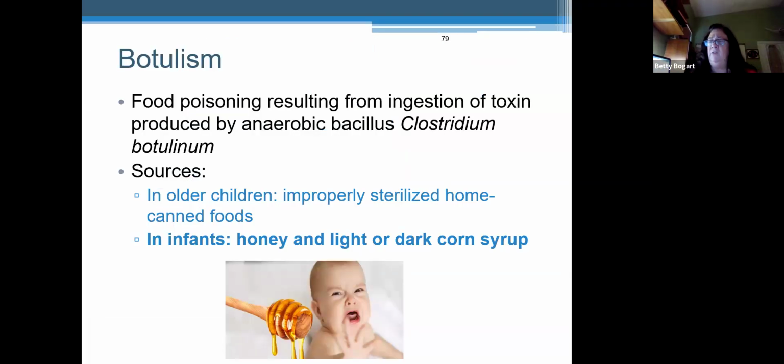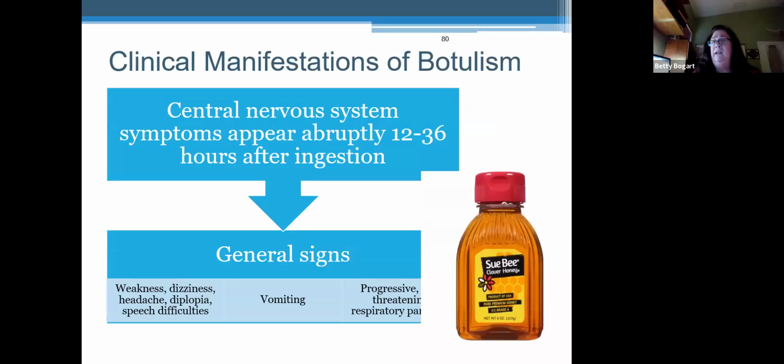Botulism. Have any of you had a grandma say give a little bit of honey when a child is constipated, or a little bit of Karo syrup? There are some cultures that do that. The problem is, it can have botulism in it. It's honey or light or dark corn syrup. Not recommended for children under the age of 1 or 2. I mean, you have to be older to drink this stuff.